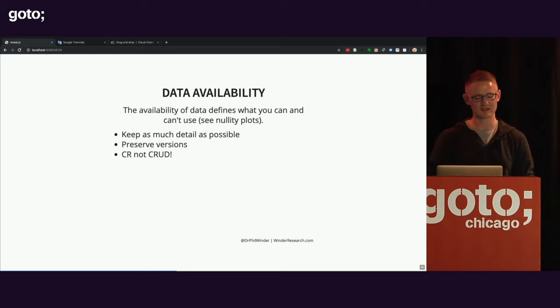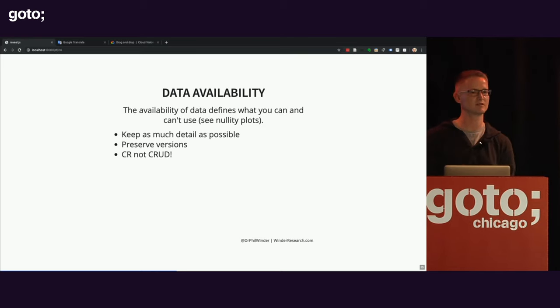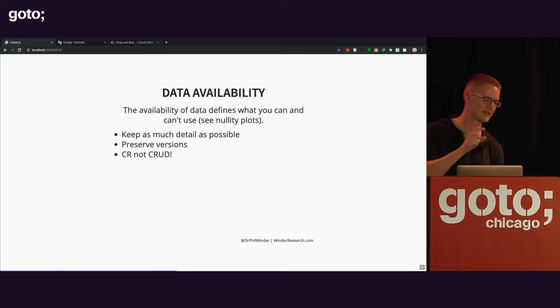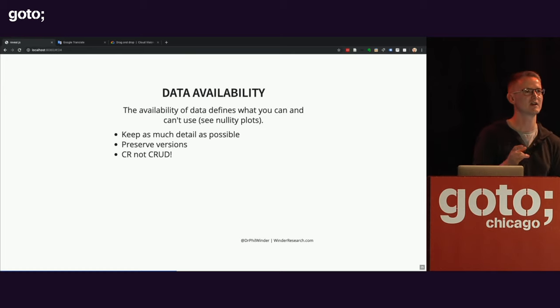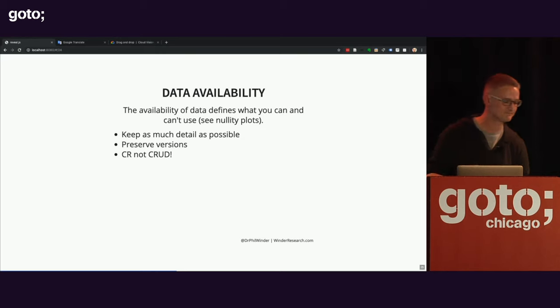Preserve versions, and the reason for this is that many data sets, many entities basically, go through a series of updates as their life cycle emerges. A classic example is the order. If you're in a warehouse and somebody places an order, it can go through various phases from order placed to order shipped to order delivered. Always try and keep some information about that history. Never throw it away, because again, that is detail that could be really useful for your specific problem.